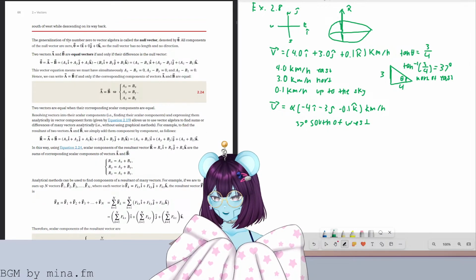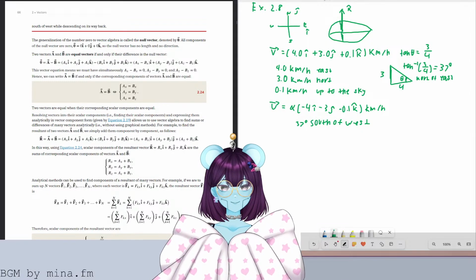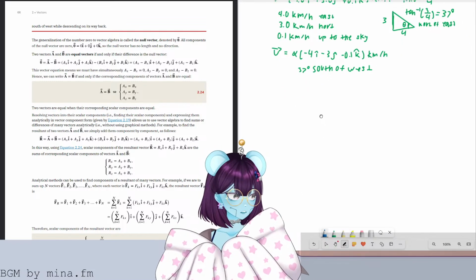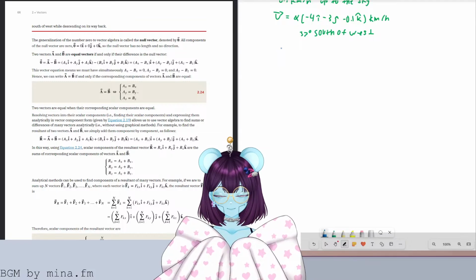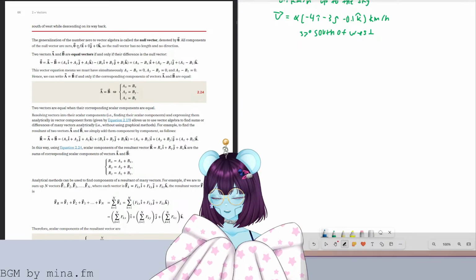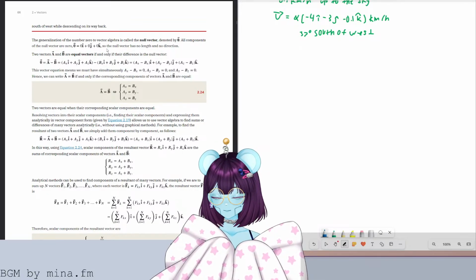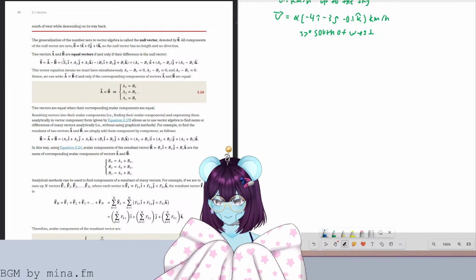Alright, the generalization of the number 0 to vector algebra is called a null vector. So we're back to the notes section. Let me get my blue color and move this up so my head is not blocking. It is denoted by 0, and all components of the null vector are 0. So with a zero vector, all the unit vector components are 0. There is no length and absolutely no direction because they're all 0.